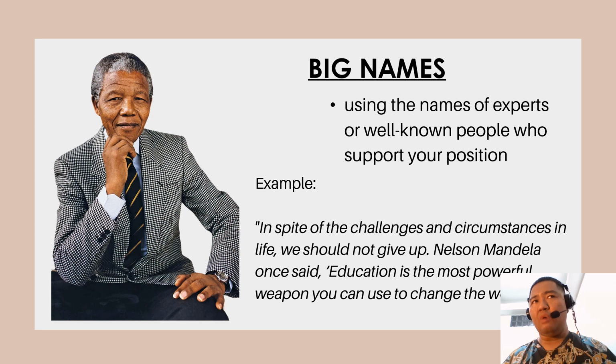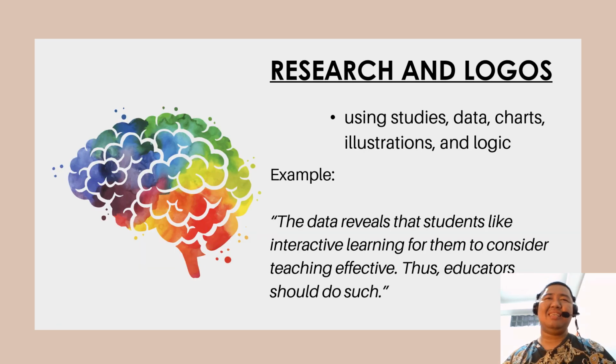So when you are trying to convince people and use big names, persons that are famous, probably famous psychologists, presidents, or even artists, or even the Pope, all right, to convince them to support your stance. So that's what we call big names. Let us proceed to the next. The third one is what we call research and logos, all right, or logos.